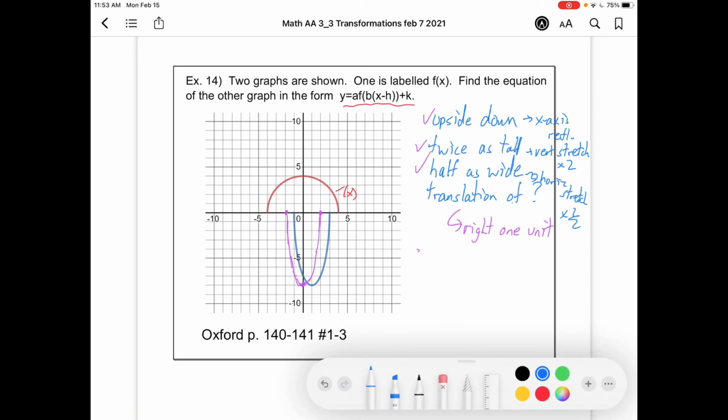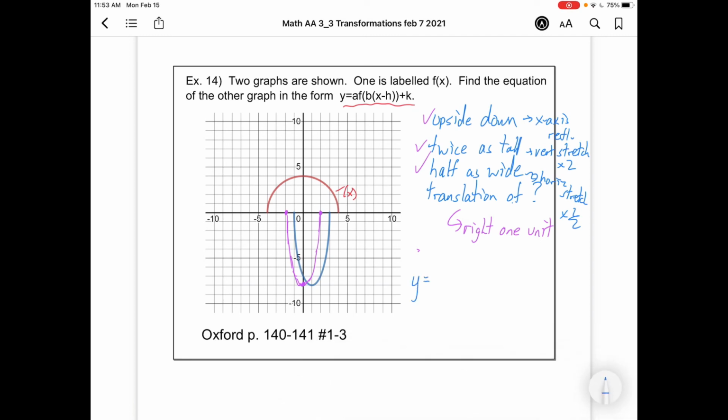Let's sketch that all out in mathematics. That means y equals. It's upside down, so x-axis reflection means the first thing you see is a negative. Twice as tall, so that's 2 times the whole function. The y value is twice as big, and it's turned negative. Half as wide. Be careful here. That's horizontal stretch by a factor of a half, which comes from a 2 in front of the x. And then we're going 1 unit to the right, so that's x minus 1. That gives us the correct equation for the blue one.